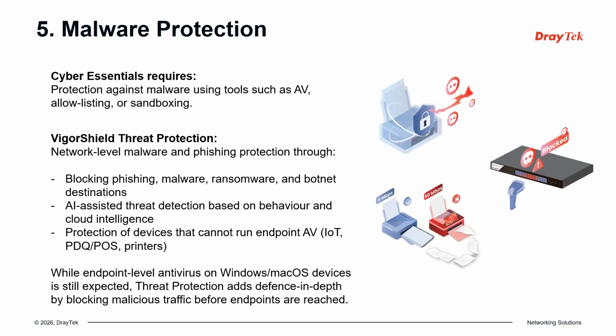And then you'd still have endpoint protection, antivirus on your Windows machines. That's still recommended and expected, but it adds a second layer of defense. So it's defense in depth by potentially blocking malicious traffic before the endpoints are reached, by preventing people from accidentally going to a malware site, because the site could hopefully be blocked if it's got a bad reputation and is blocked by the content filtering.